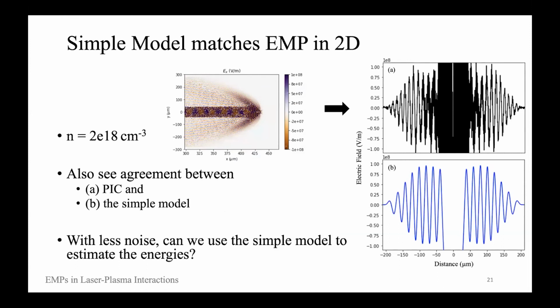So we get similar amplitudes. Again, these plots both have the same Y amplitude, and you can see at, say, 150 microns away, we're getting about 50e8 volts per meter in the electric field. And we get similar frequencies as well. So now we have this less noisy model, and can we use this to estimate the energies?